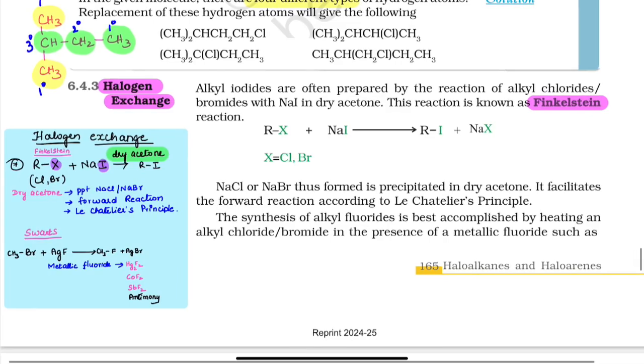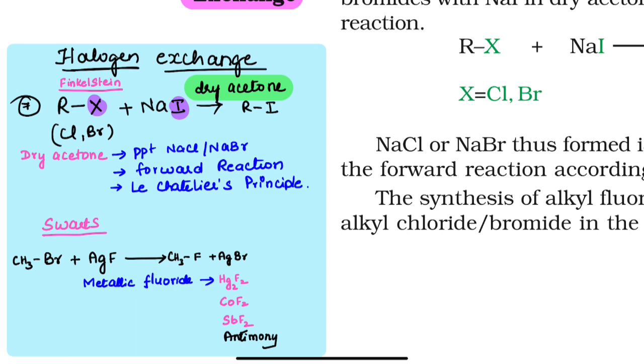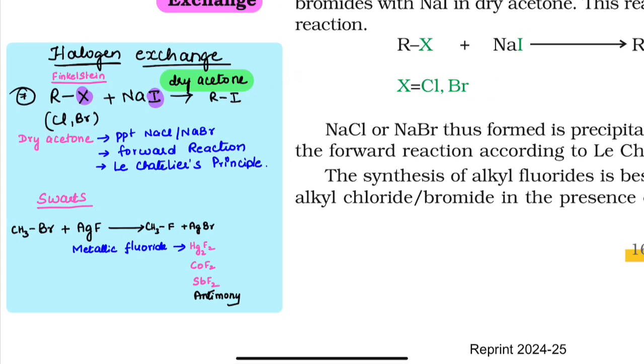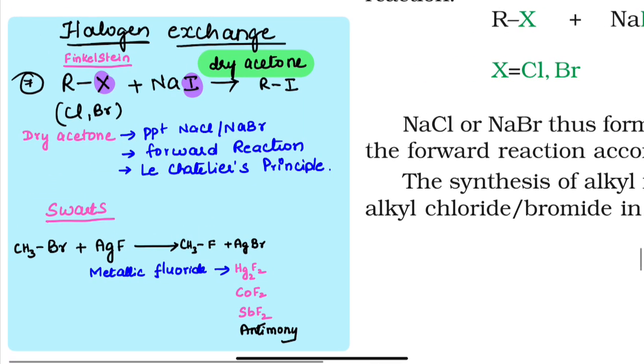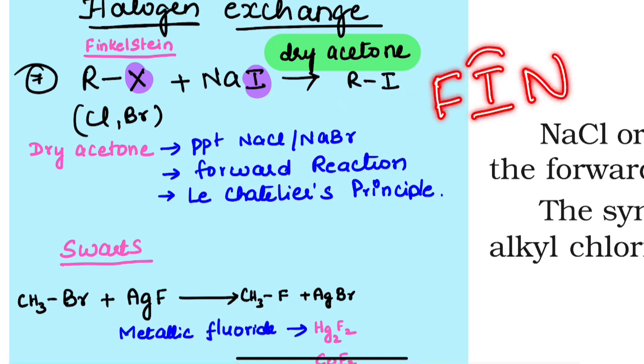So next is the halogen exchange method. Here you can see there are two reactions which are very important name reactions: the Finkelstein reaction and the Schwarz reaction. Students, if you need to learn the mechanism, I have done a separate video for that, so you can go through that mechanism as well. Here simply what you have to remember is that the Finkelstein reaction is used for the preparation of alkyl iodide.